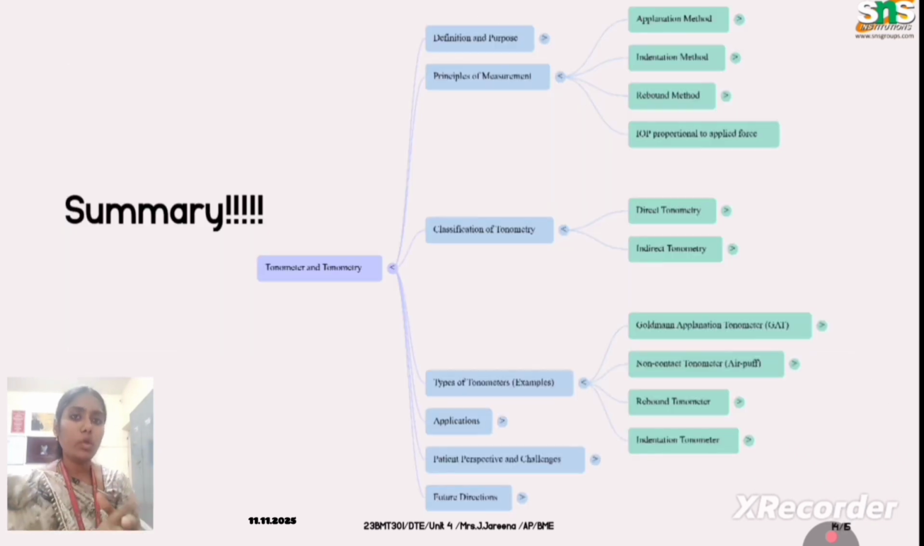And overall, the summary of today's class is that first we discussed the empathy perspective of this topic, followed by the problem statement and the solution, the tonometer. Then we discussed the different types of tonometers, and the basic principle behind them to measure the intraocular pressure, that is the force required to flatten the surface of the cornea. That is the main principle for any type of tonometer you take. And then we discussed applications and future direction, and finally we wound up with simple assessment questions. Yes, thank you.